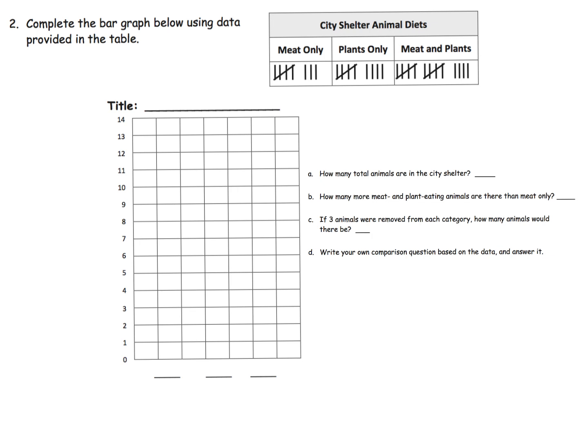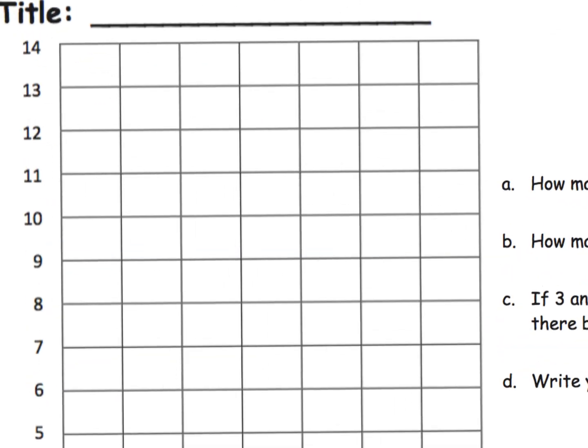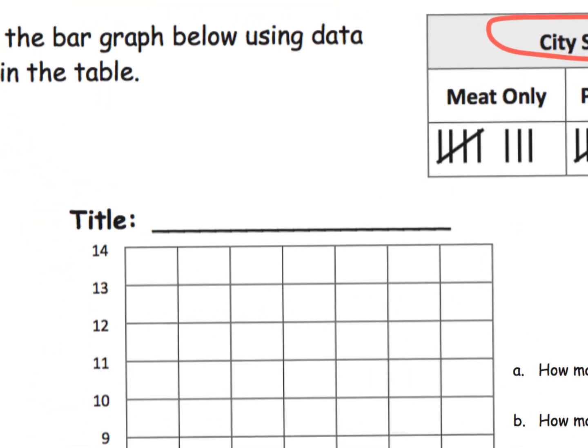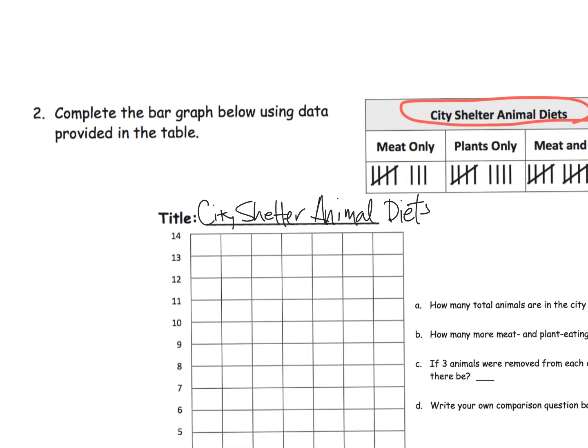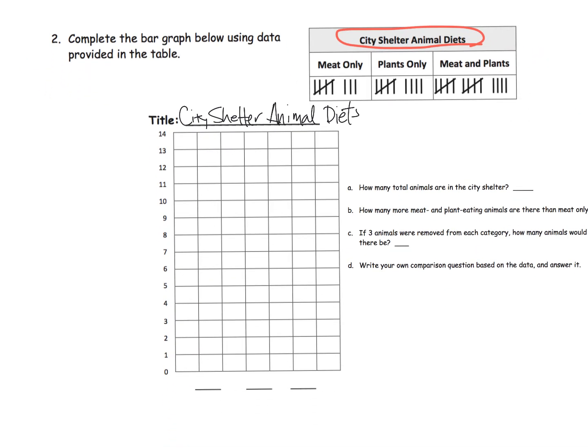And then the last thing is, now this time we're going to do a vertical bar graph, and I'm going to go kind of quickly here on this. So first it says city shelter animal diets. So that's going to be our title, city shelter animal diets. So the title for your table, and the title for your bar graph generally is going to be the exact same thing. And we have 3 categories. We have meat, plants, and meat and plants.